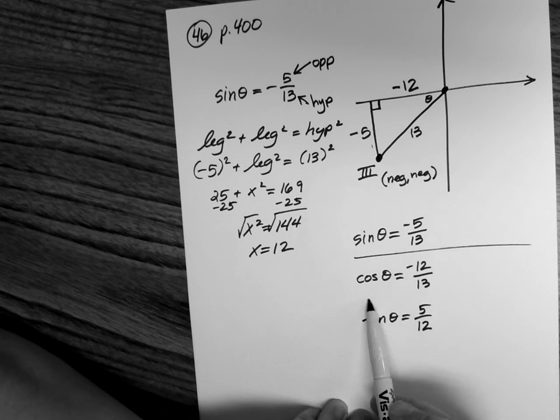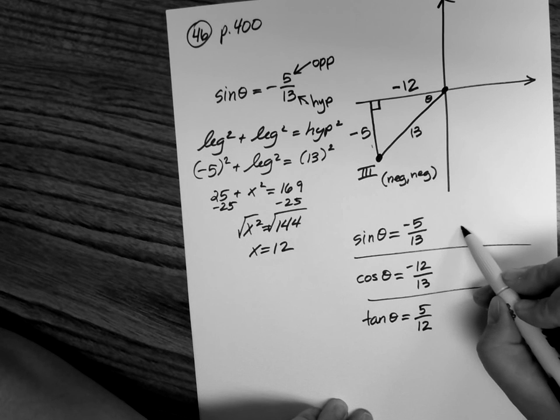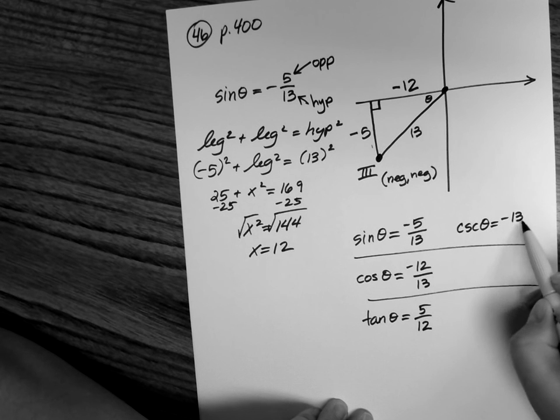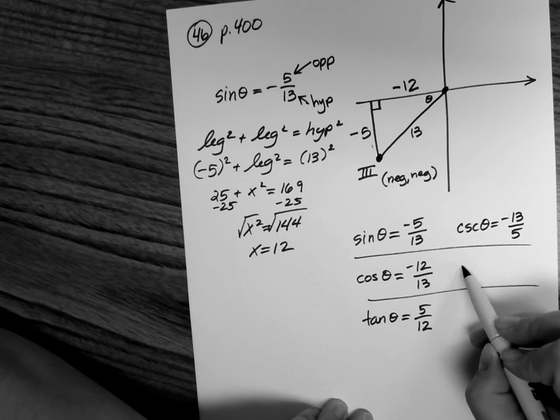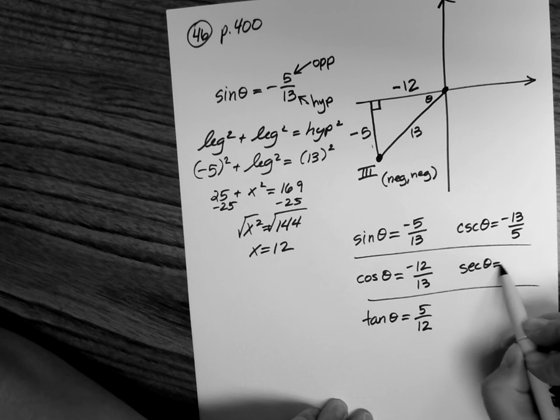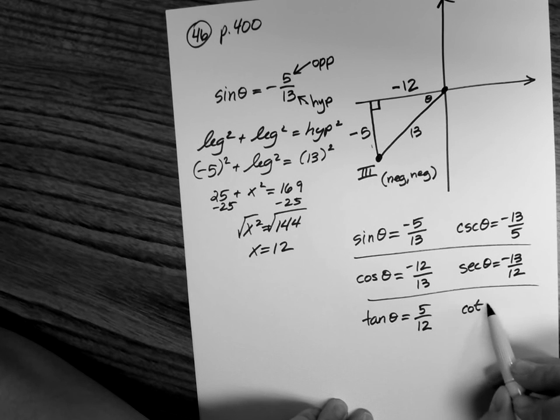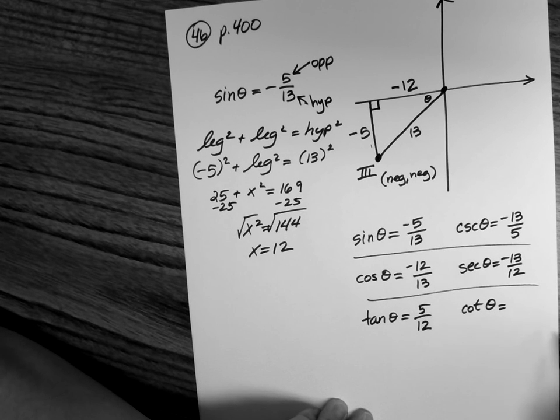All right, so let's see. Sine goes with cosecant. So let's just flip that over. Cosine goes with secant. So let's flip this over. And tangent goes with cotangent. So let's flip that over.